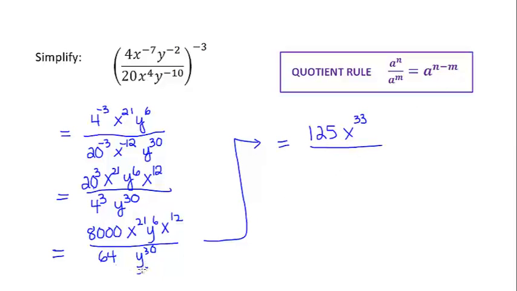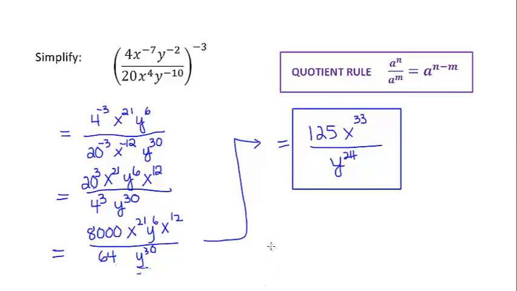Now, we talked about in another video I just did that if you have two like bases and the exponent on the denominator is larger, then when you subtract, your answer must remain in the denominator. So y to the 30th and y to the 6th, when you divide those like bases, you're going to subtract 30 minus 6. You're going to get y to the 24th. But that has to remain in the denominator because 30 is larger. So altogether, our answer simplifies to 125 x to the 33rd over y to the 24th, and there's nothing else we can do, and so we're done.